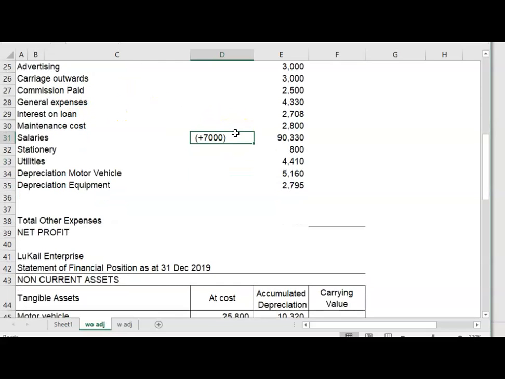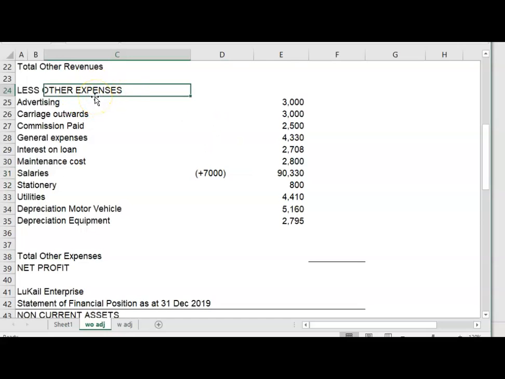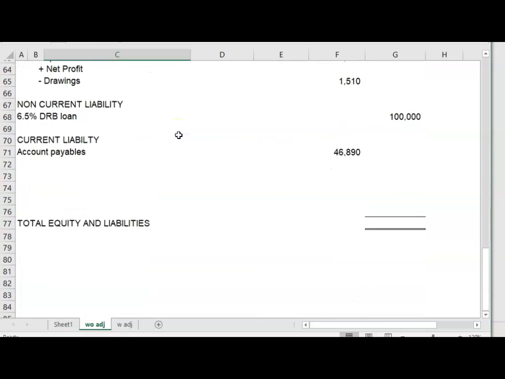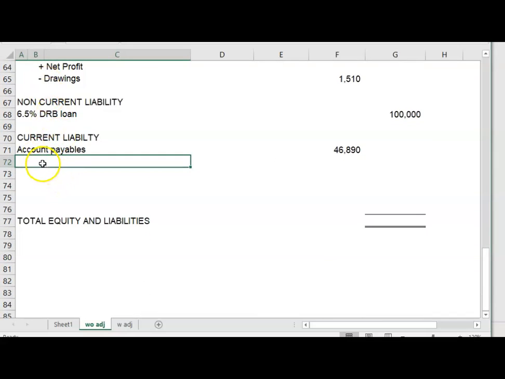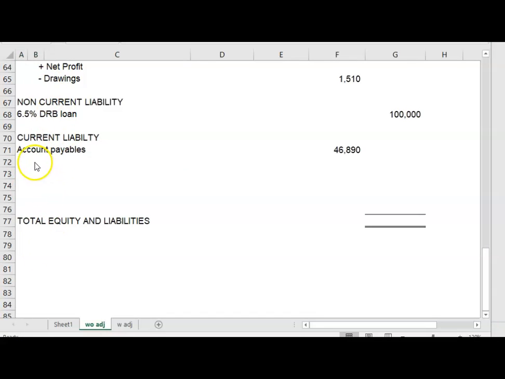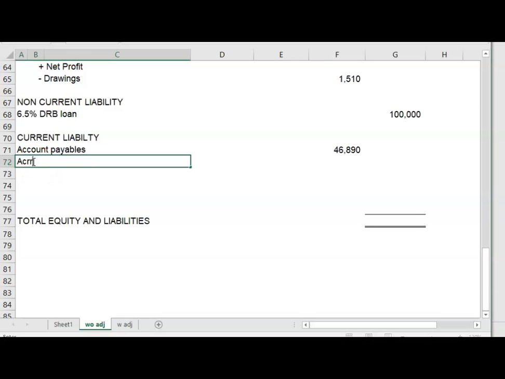So another one, accrued expenses. So accrued expenses or accrual expenses must be recorded in the current liability because we owe the employees, other people, we delayed the payment, so we owe the employees. So you need to go to the current liability. So you need to add the accruals. You can use accrual salary or you can use accrued salary. You can copy from the questions, accrual salary.